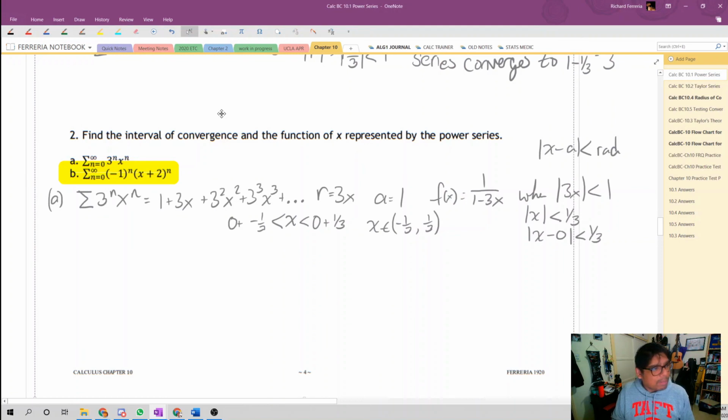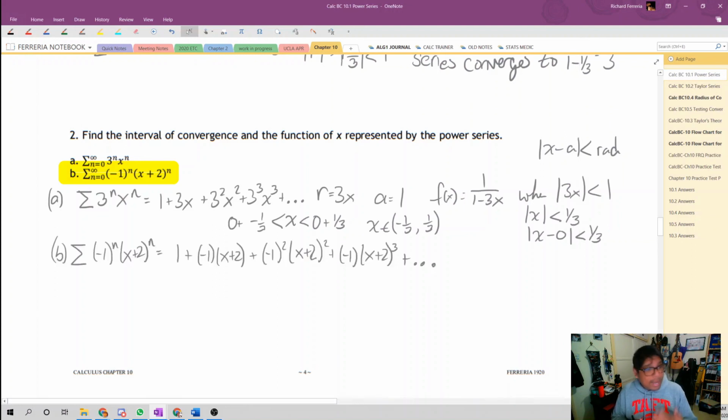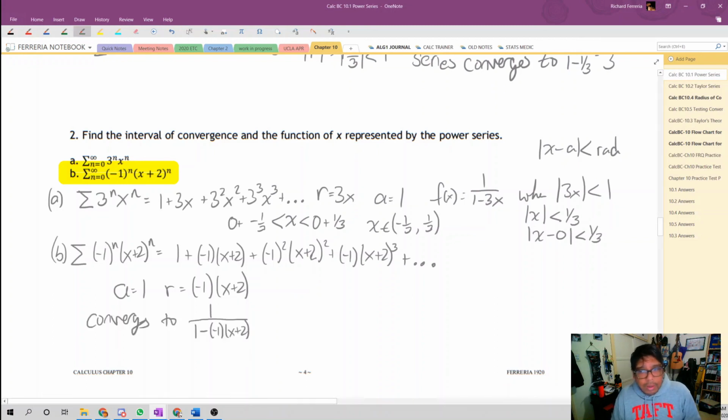Letter B, we're going to implement kind of the same strategy. We'll write out the first 4 terms again. And it looks as though we keep multiplying each term by negative 1 times x minus 2. So this series converges to 1 over 1 minus negative 1 times x plus 2. We can simplify that, and it simplifies to 1 over x plus 3.